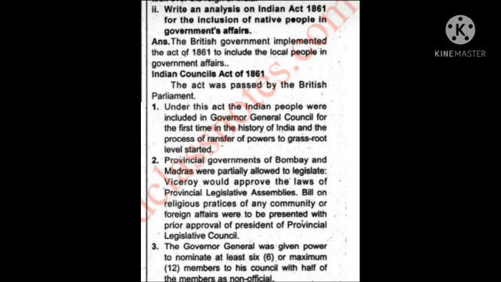Number 2 is: provincial governments of Bombay and Madras were partially allowed to legislate. The Viceroy would approve the laws of provincial legislative assemblies. Bills on religious practices of any community or foreign affairs were to be presented with prior approval of the President of the Provincial Legislative Council. Number 3 is: the Governor General was given power to nominate at least 6 or a maximum of 12 members to his council, with half of the members as non-official.